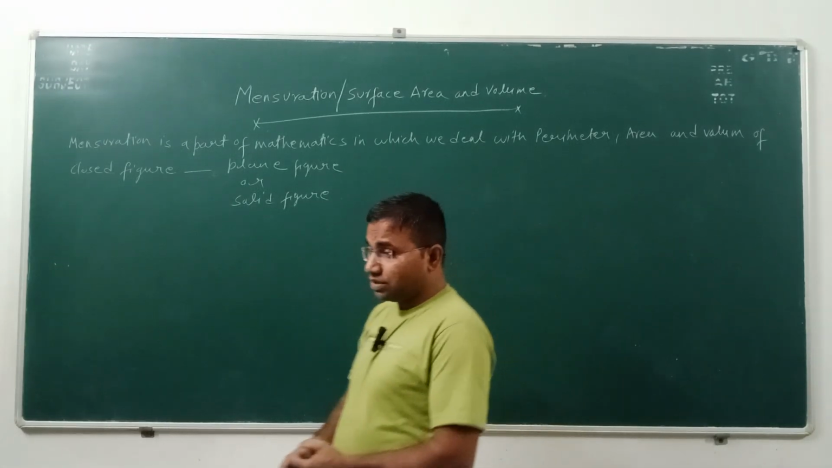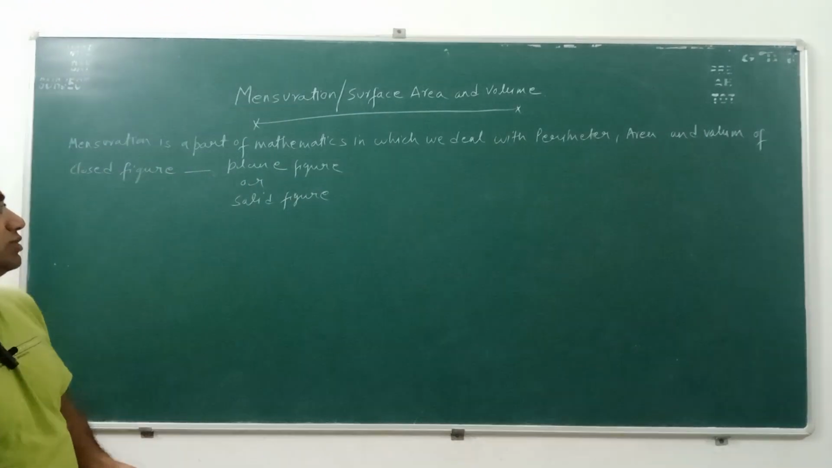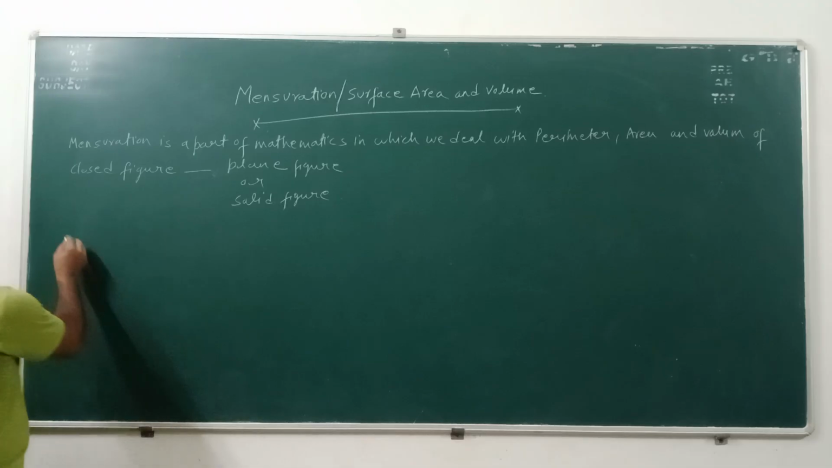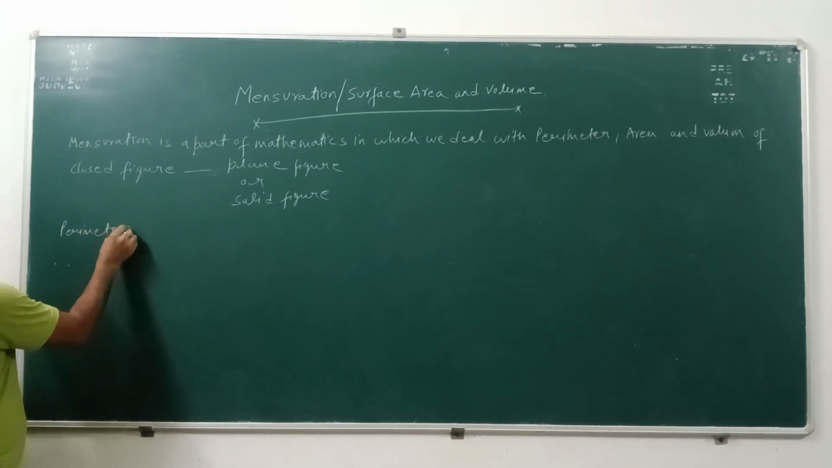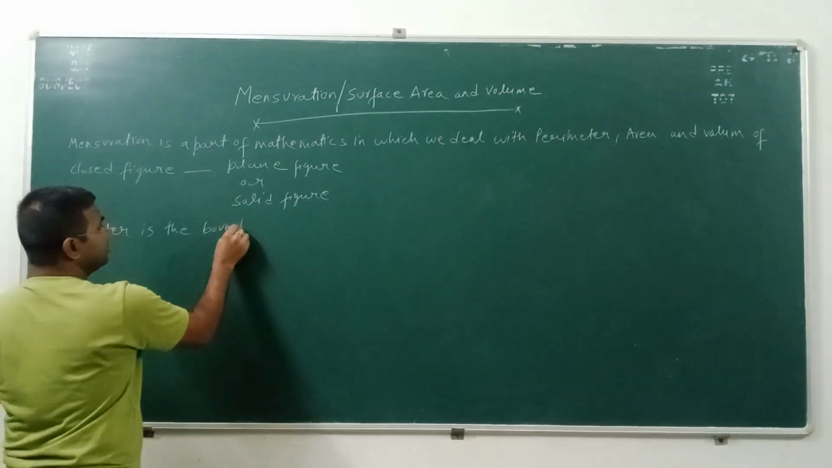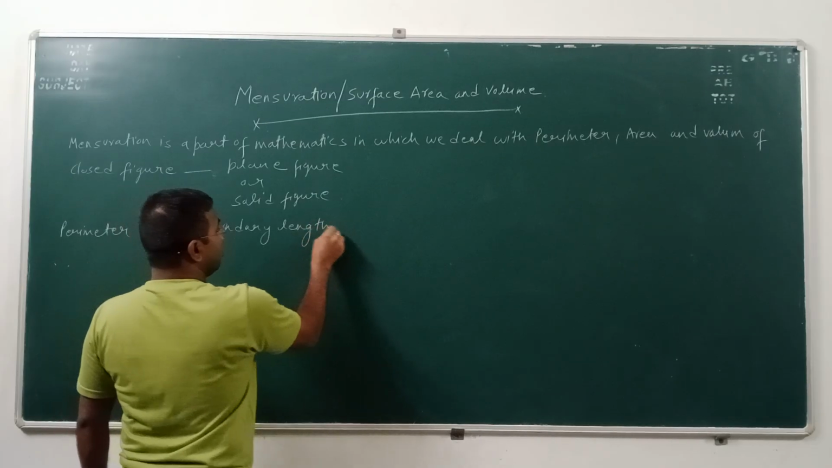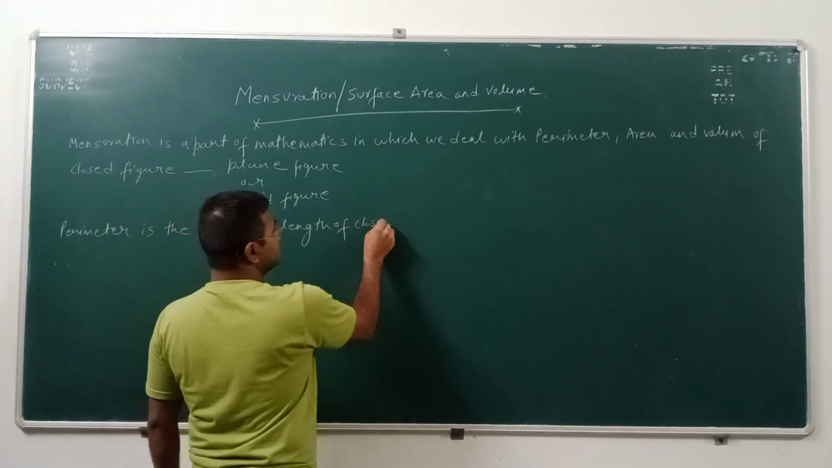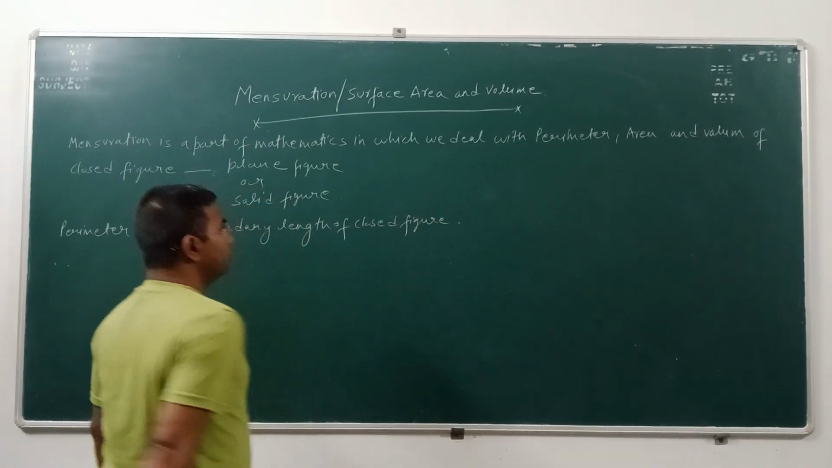Okay, so here first of all we will learn what is perimeter, what is area and what is volume. So see here, perimeter is the boundary length of a closed figure.